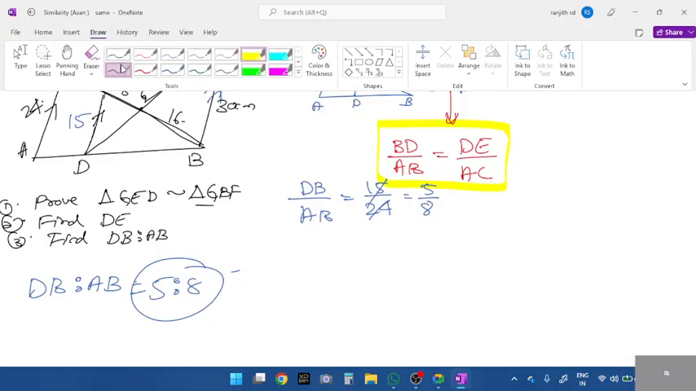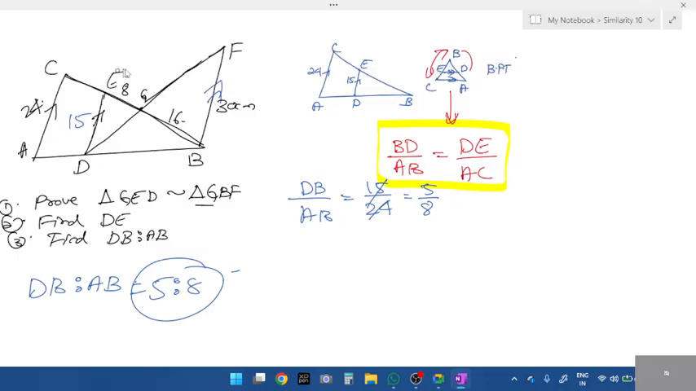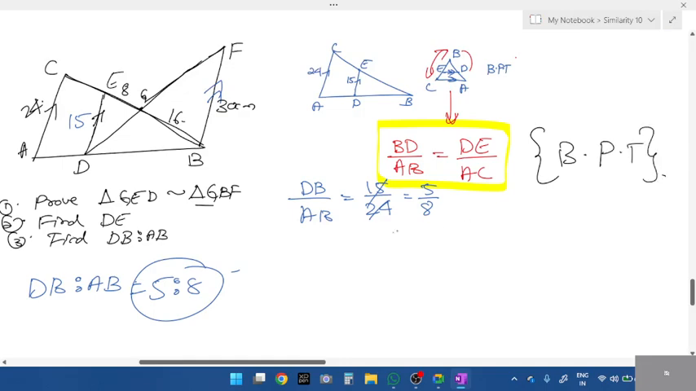And write the reason here, students. For parallel line, basic proportionality theorem. Yes. Full, like this, you can write full or like this. BPT stands for basic proportionality theorem for parallel line. Okay. Through this, you can find even the other two sides, student.